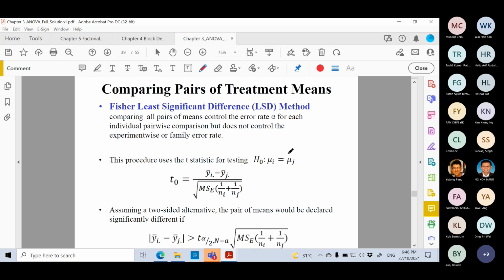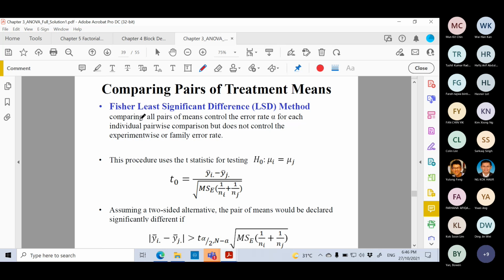Okay. So this is another technique. It's the Fisher least significant difference. They're using different techniques. So if you're using this technique, you will observe that it is similar to your two-sample t-test: mean 1 minus mean 2 divided by the standard error.